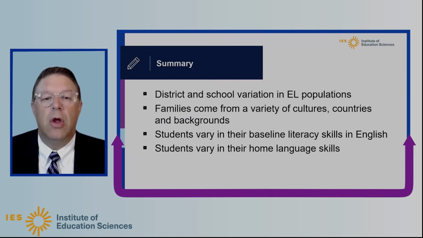To summarize, we see tremendous variation in the group that's often designated as English learners, including how students are classified and how language assistance programs are delivered. Data from our studies show that families come from a variety of cultures, countries, and backgrounds. For example, as Leslie described earlier, families reported 9 different countries of birth in our study. With respect to baseline literacy scores for the group of English learners in our study, we see a wide range of scores with little variance accounted for at the district level. And likewise, we see a similar pattern for native language skills, with a wide range of scores on native language measures and little variance accounted for at the district or school levels.